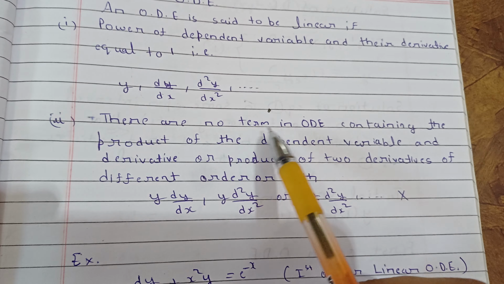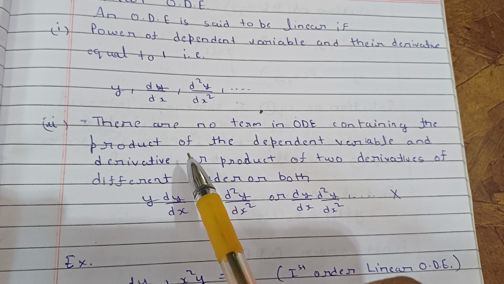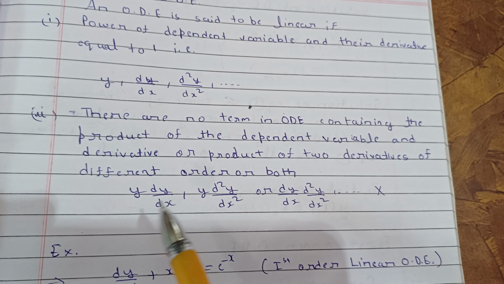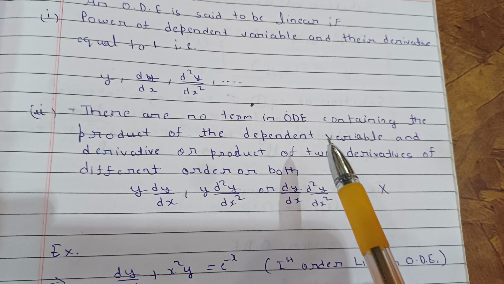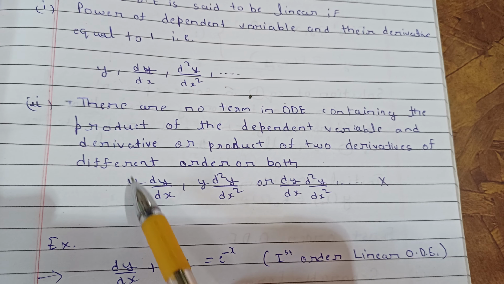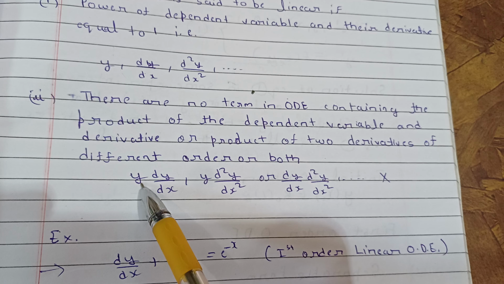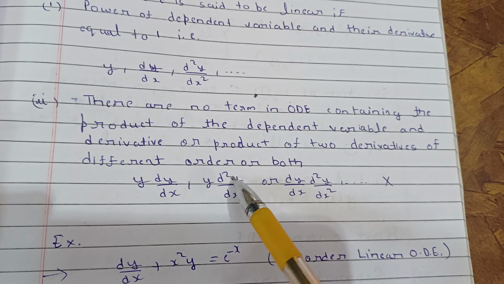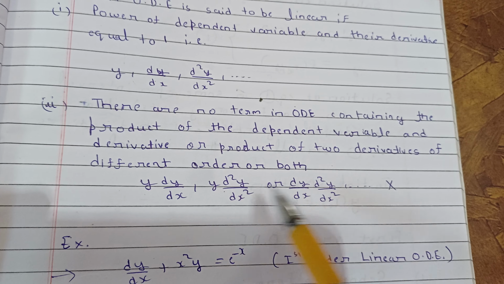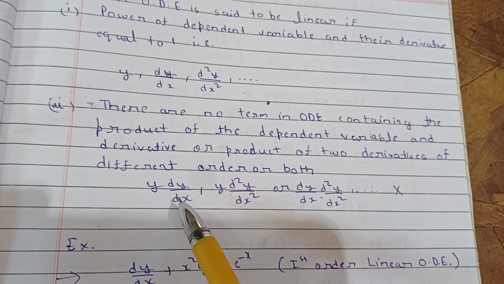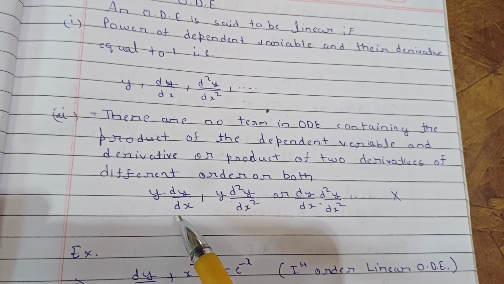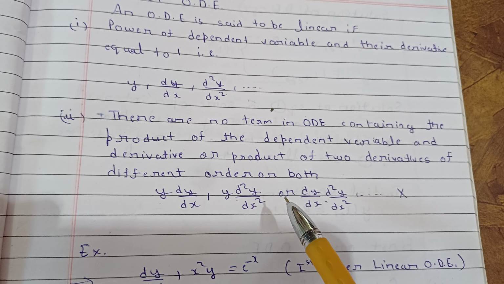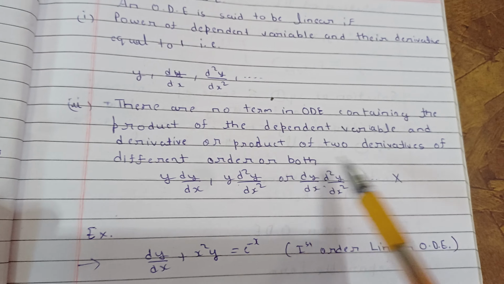And there should be no term in the ordinary differential equation containing the product of the dependent variable and its derivatives, or the product of two derivatives of different orders, or both. It means the product of the dependent variable with its derivatives, whether second order or first order derivatives, can't exist inside the differential equation. Only then can we call it linear. If you get this kind of terms, then it won't be linear. So these can't exist.